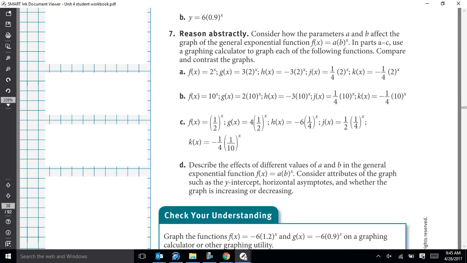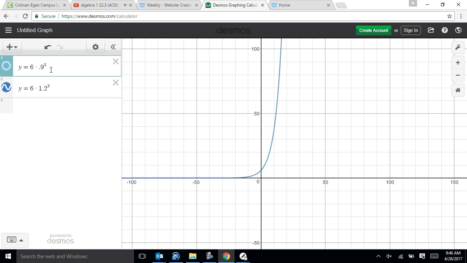All right. So number 7. Consider how the parameters a and b affect the graph in general exponential function f of x equals a times b to the x. In parts a to c, use a graphing calculator to graph each of the following functions, compare and contrast the graphs. All right, so let's look at a. So we have 2 to the x, and then we have 3 times 2 to the x, negative 3 times 2 to the x. So let's do those first.